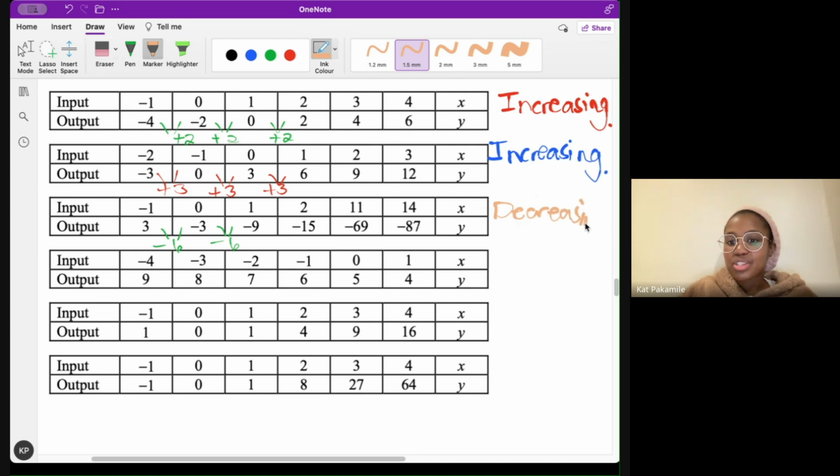Decreasing. I just came up with a question now and I'm going to ask you guys at the end. Okay, let's go to the next one.